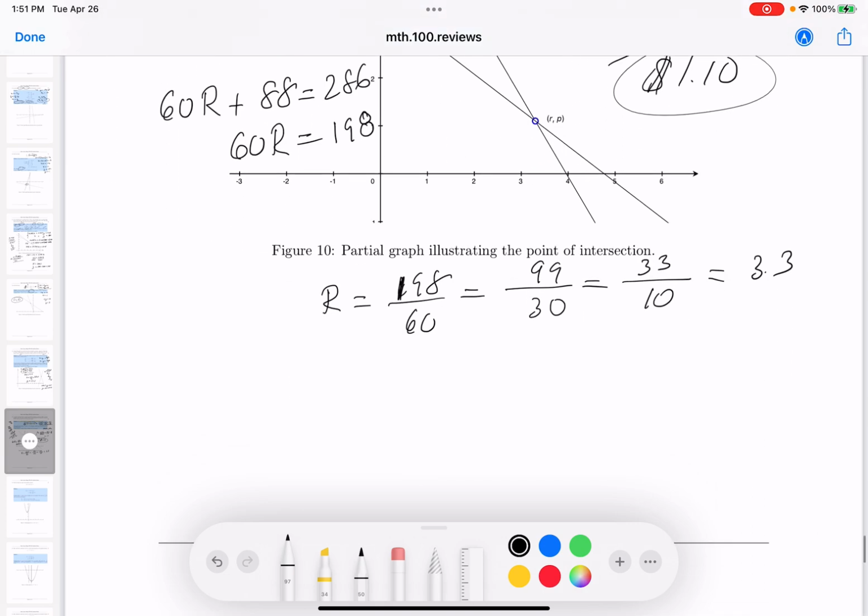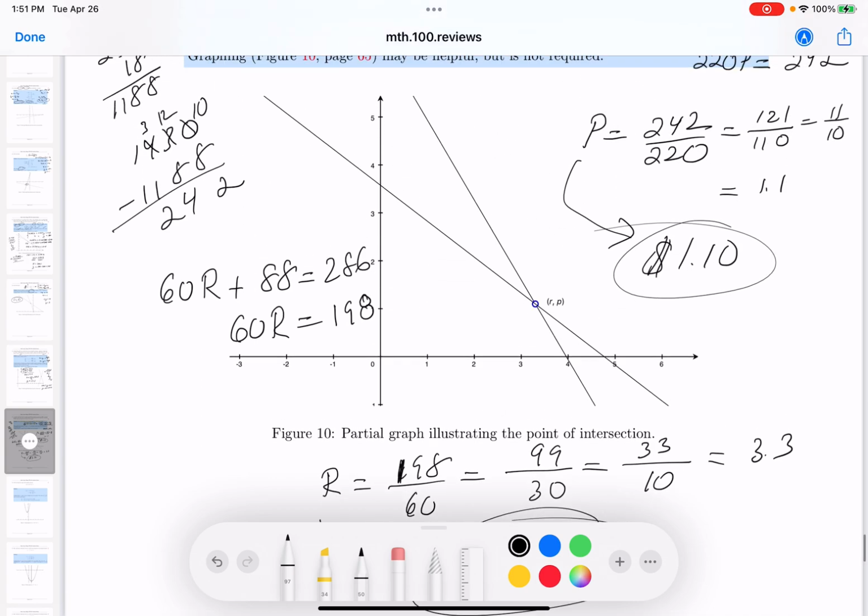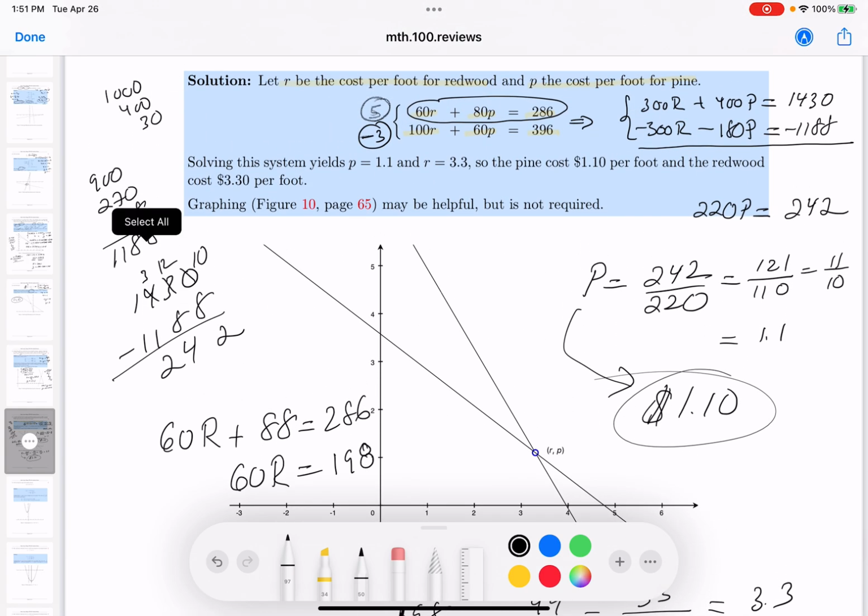So the price of the redwood is $3.30 per foot. Let's go back up here. Make sure this stuff is being listed for you. So $1.10 per foot for the pine, and the redwood was $3.30 per foot.